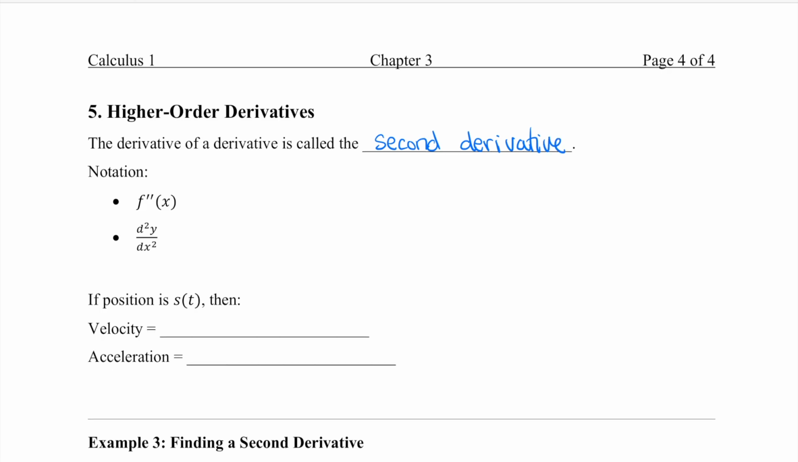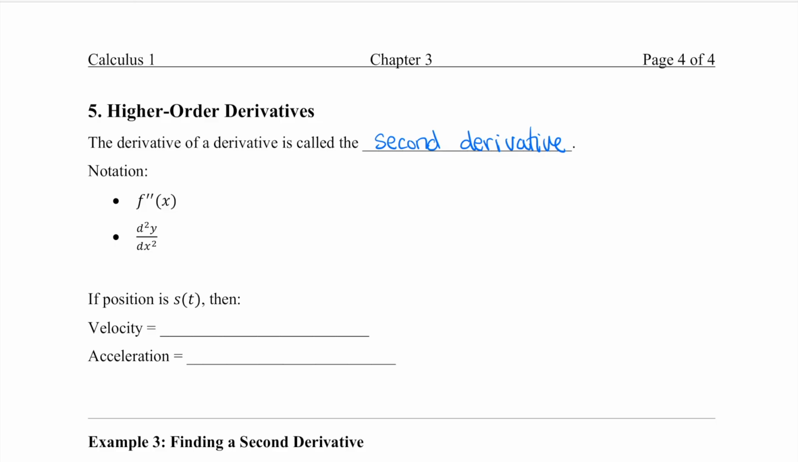There are a few ways to write the second derivative. One common notation is f double prime of x. This means we take the derivative twice. Another notation is this. Both of these notations represent the second derivative.